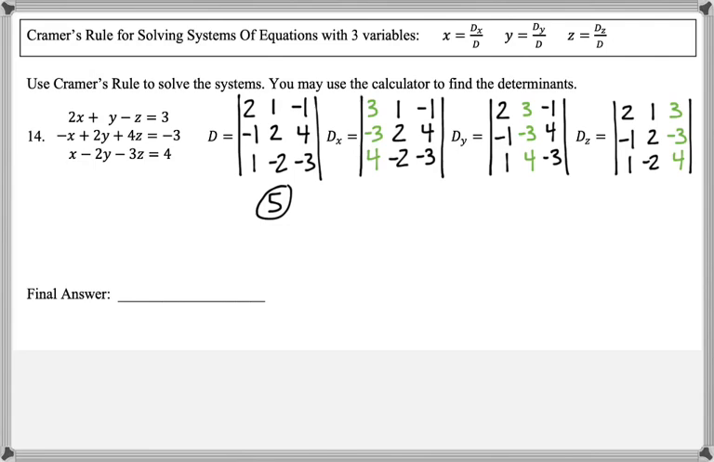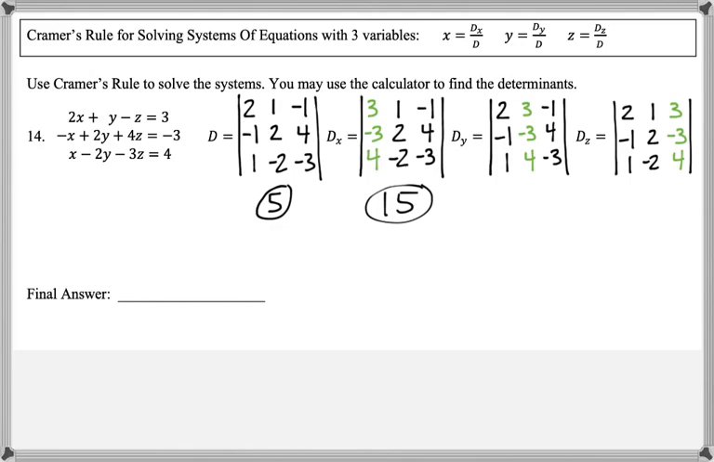dx, we want to take that same matrix, except we want to replace the x column with the totals column. So the 3, -3, and 4, I'm going to use those instead of the 2, -1, and 1. So if we take the determinant of this matrix, we get 15.